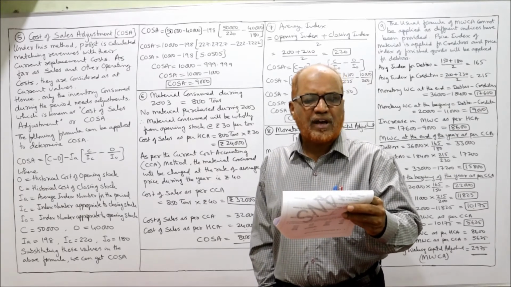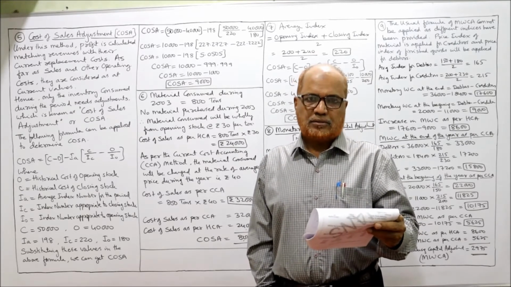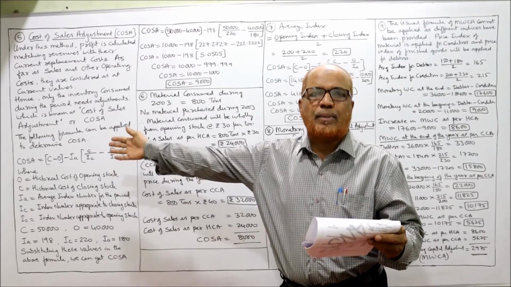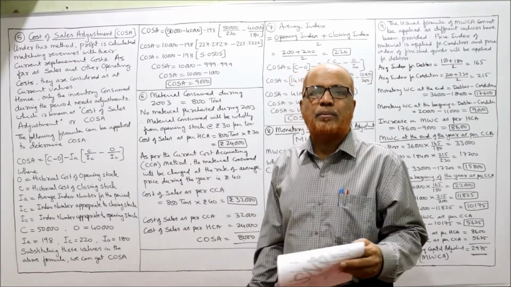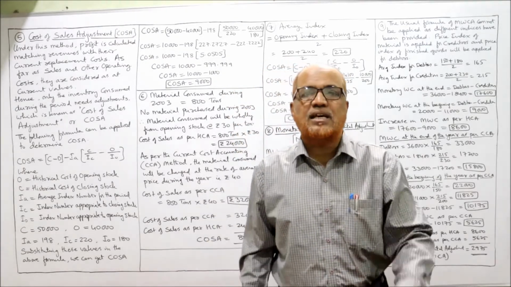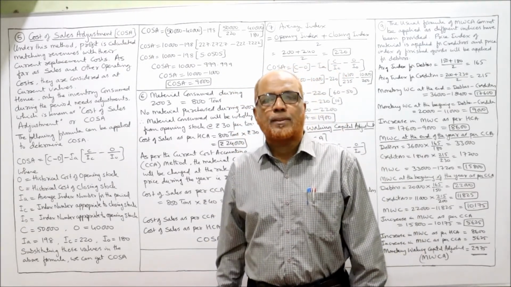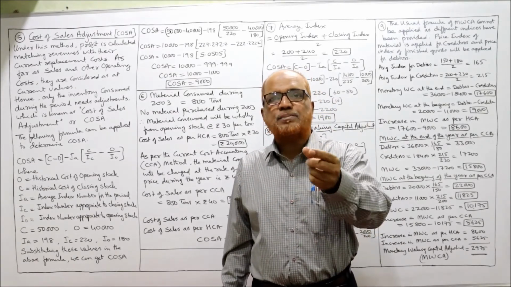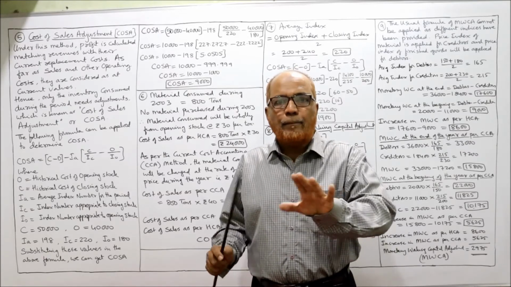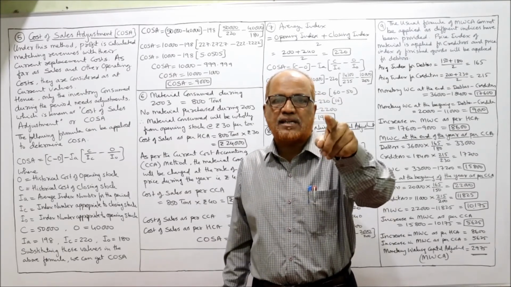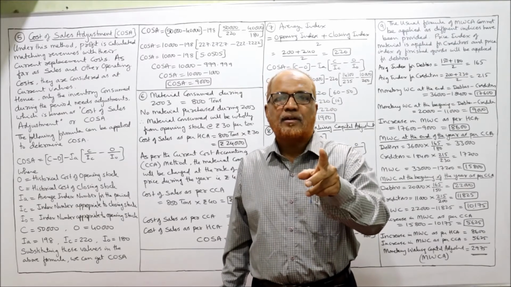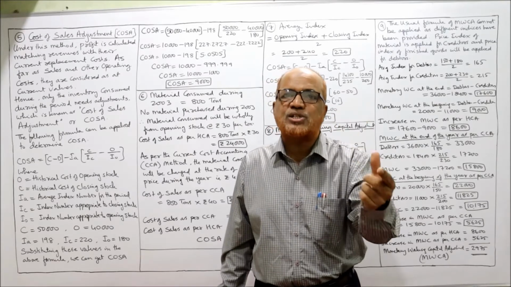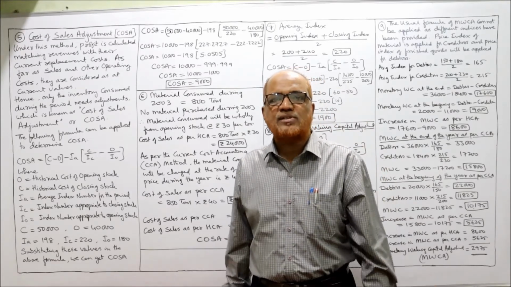So here in this problem we are not given any index numbers. Just like the previous problem, we calculated COSA by using index numbers, but here the peculiar problem is index numbers are not given. In this case, how to find out cost of sales adjustment? We'll calculate the cost of sales as per HCA and cost of sales as per CCA. Then we compare these two. The difference, cost of sales as per CCA minus cost of sales as per HCA, historical cost, will give us the cost of sales adjustment.